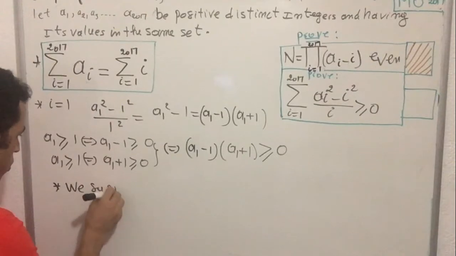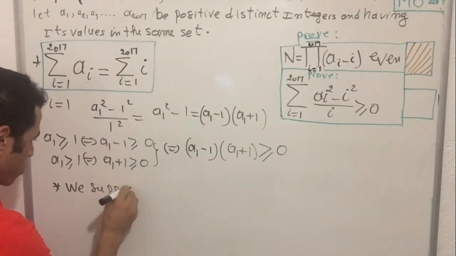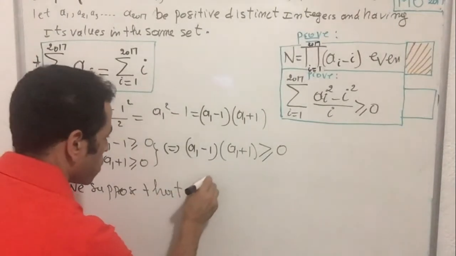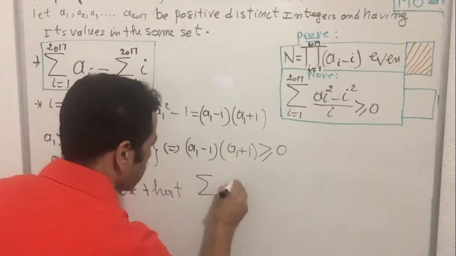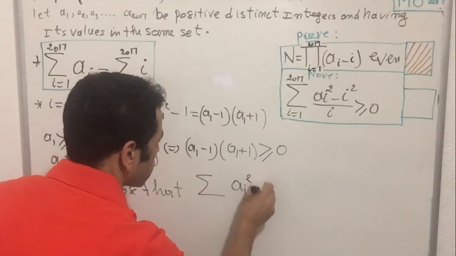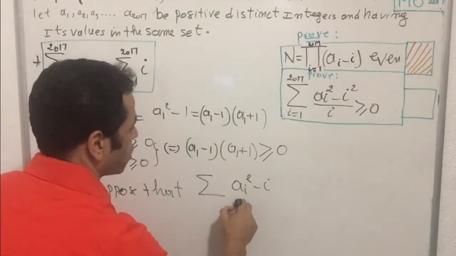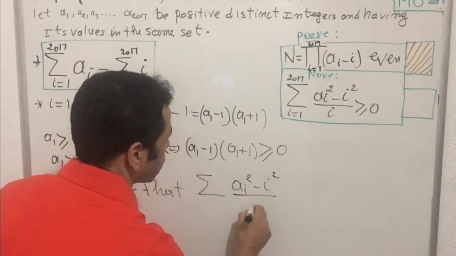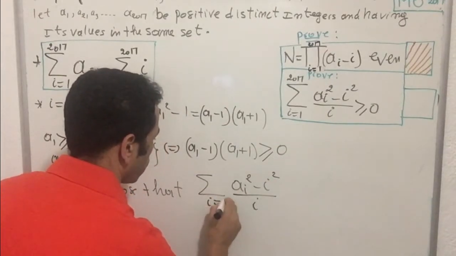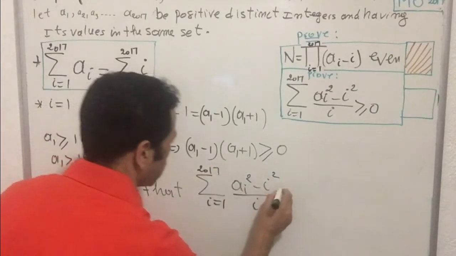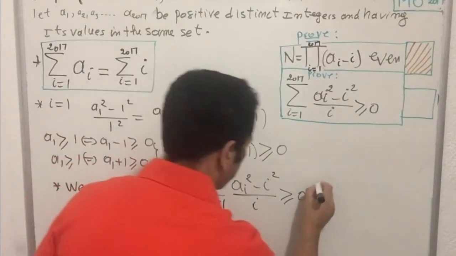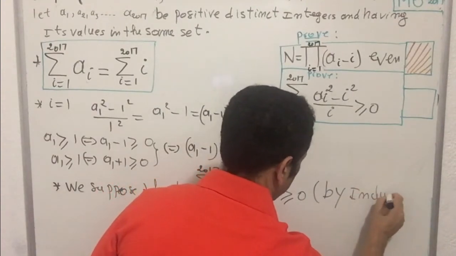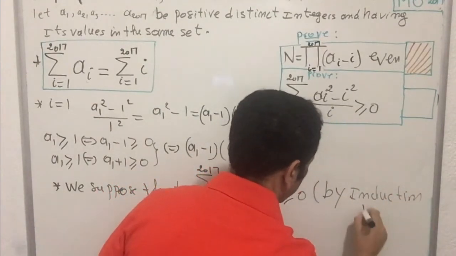We suppose that the sum of a sub I square minus I square over I, from 1 to 2017, is superior or equal to 0, by induction proof.